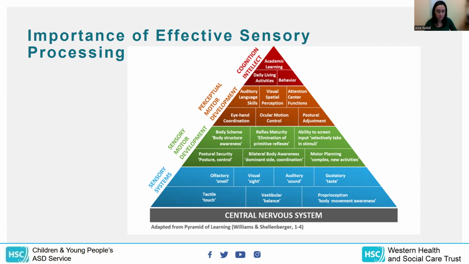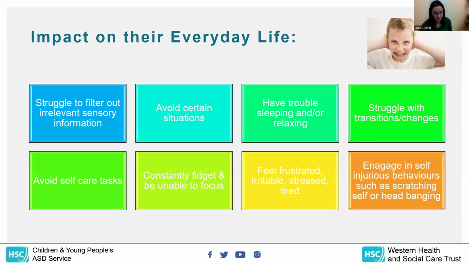Therefore, for a child or young person who has difficulty with sensory processing in the blue area, this can impact their ability to complete everyday tasks in the upper part of the pyramid in the following ways. They may struggle to filter out irrelevant sensory information, particularly in a noisy environment. They may avoid certain situations which they find overwhelming. They may have trouble sleeping or relaxing. They may struggle with transitions and changes, like going from the car into the school building.